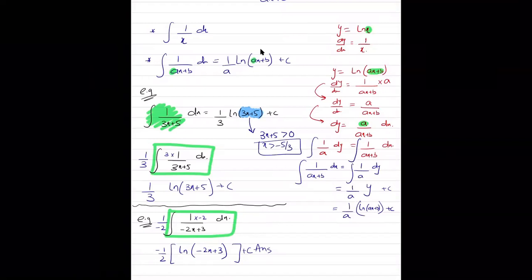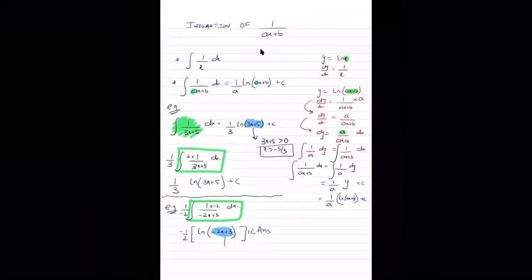They sometimes ask you for what value of x this integral is valid. It is valid when the expression associated with the ln is greater than 0, because ln of a negative number is not defined, and ln of 0 is not defined. So for this integral to be defined, the bracket should always be a positive value. Similarly, over here, this expression is only valid when minus 2x plus 3 is greater than 0, or I can say 2x minus 3 is less than 0, and x is less than 3 upon 2.